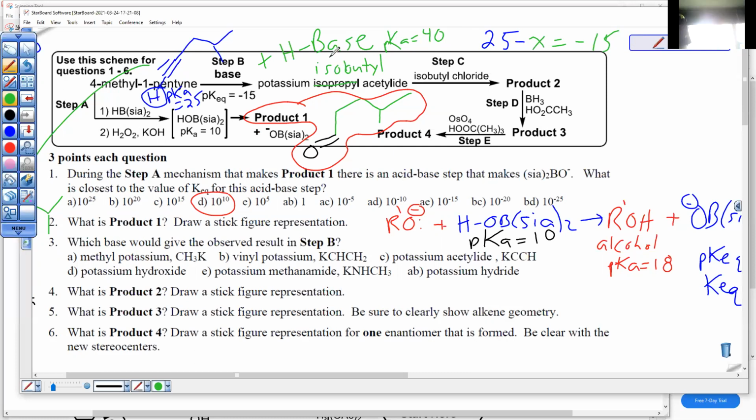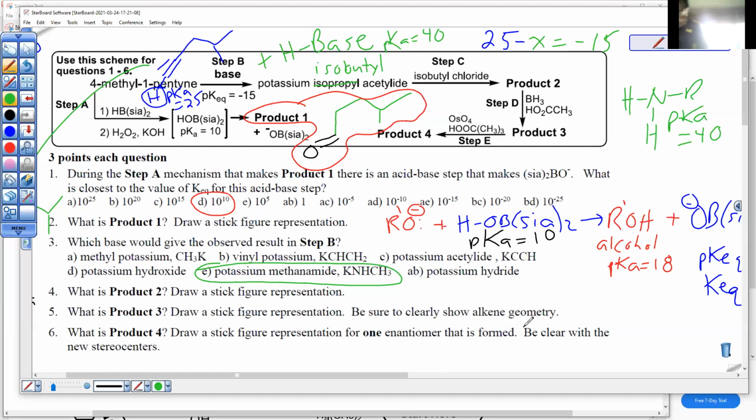The only pKa 40 that we know is an amine. So its conjugate base would have an N minus. And the only one I see with an N minus is potassium methanamide. And you'll notice over the semesters, these answers don't change. I just change the numbers here, and that changes the answer.